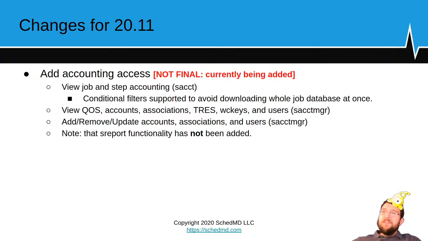Next, we are still adding more content to Slurm REST API. Thanks to a sponsor site, we are adding some accounting capabilities to Slurm REST API. This will add the ability to view jobs, QoS, accounting, associations, TRES, WCKeys, and users in accounting. It will also be possible to change accounts, associations, and users. I will be skipping details as this is still a work in progress and nothing is final yet.